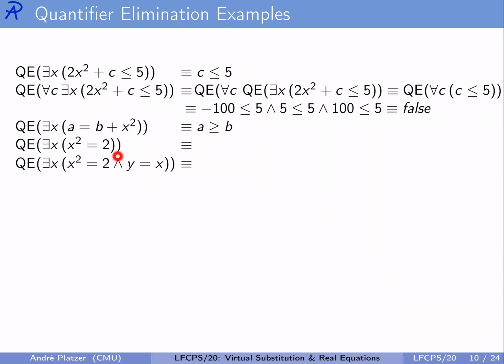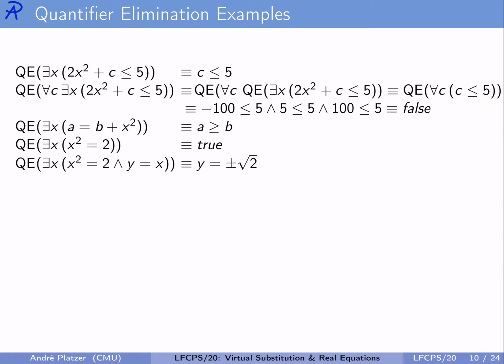Is there an x such that x squared is 2? Well, that's equivalent to true, because such an x exists, but now we haven't learned what it is. However, the similar formula, is there an x such that x squared is 2, and that x agrees with the value of y? We'll now, of course, have to characterize exactly what the value of y is. So that would be y is the square root of 2, or minus the square root of 2, because these are the two solutions of this.